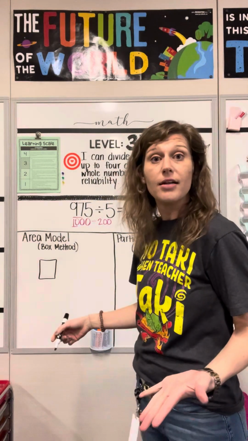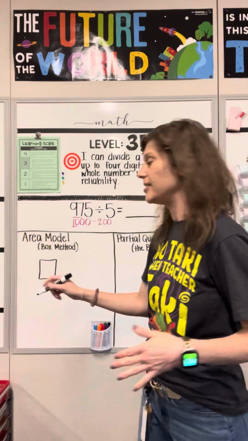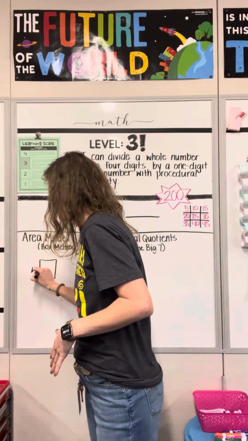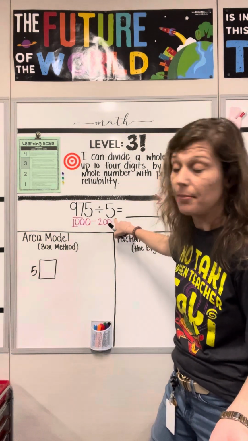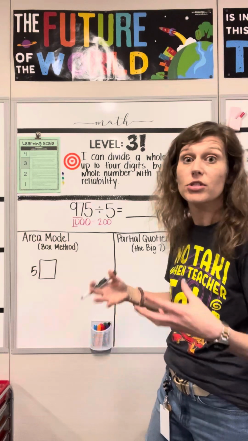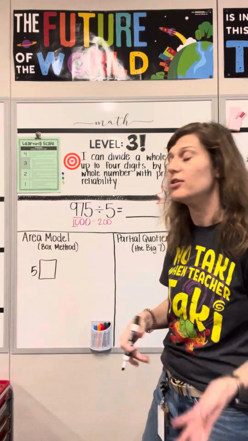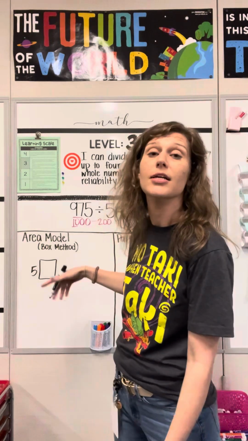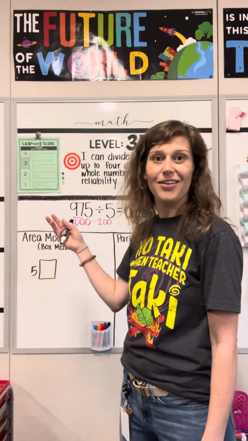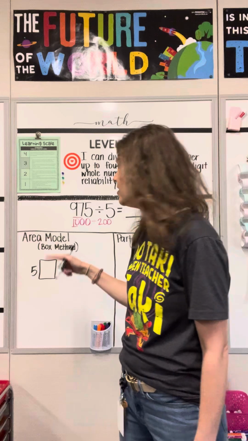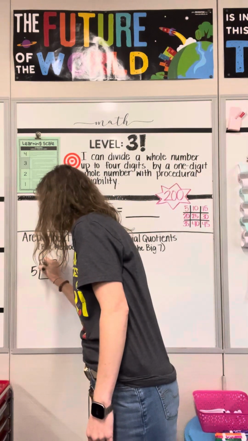And then on the left side of that box, we're going to plug our divisor in. So here's our 5. And again, the divisor is what we're multiplying by. The dividend is what we're starting with and what we want to divide. So that number is going to start at the top of our first box, but not on top of it like multiplication. It's going to be inside of it. So 975.